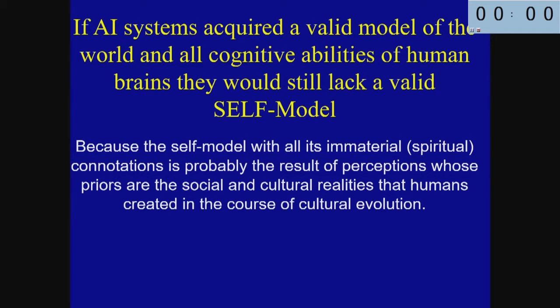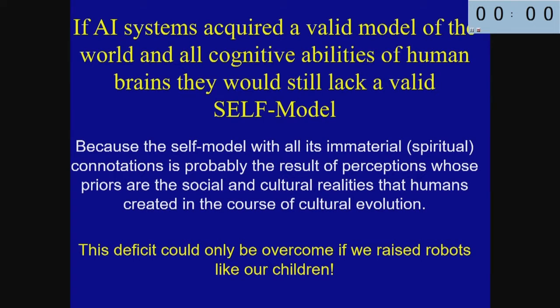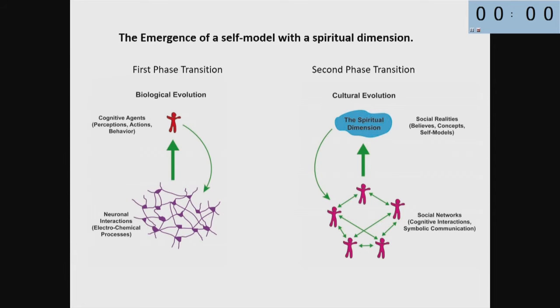So our self-perception, our attributions of having a spiritual dimension, a mental dimension, an immaterial dimension, this perception that we have from the others and from ourselves is the consequence of a cognitive process, the priors of which are taken from cultural and social realities. So I think that this deficit, I will be done in a minute, could only be overcome if we actually raised our robots like our children and embedded them in the social cultural environment as we are used to do it with our children, given that they have all the cognitive abilities of our children, which is another problem.